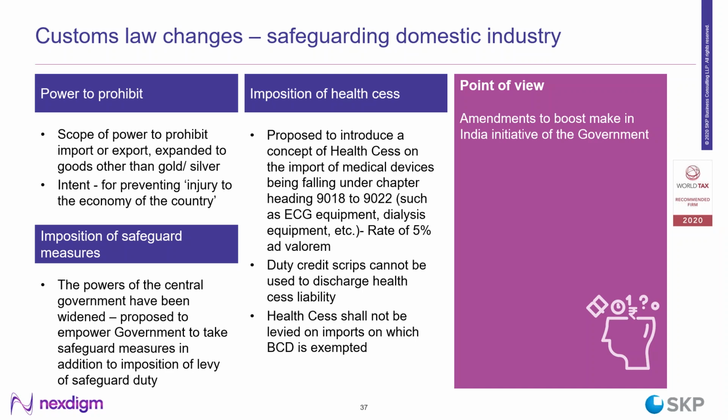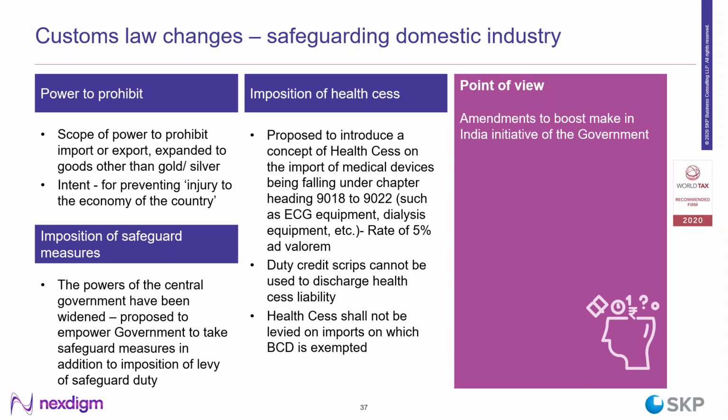Another safeguarding measure is the introduction of powers for imposing safeguard duty where there is any injury to the domestic industry. So if there are imports happening on a large scale which are injurious to the domestic industry, earlier the government could only impose a safeguard duty, but now it has sought to be expanded, and safeguard measures such as tariff rate quotas can also be introduced.